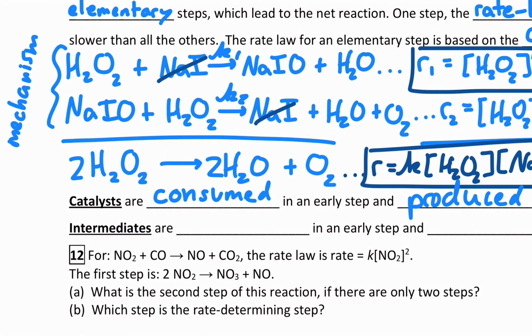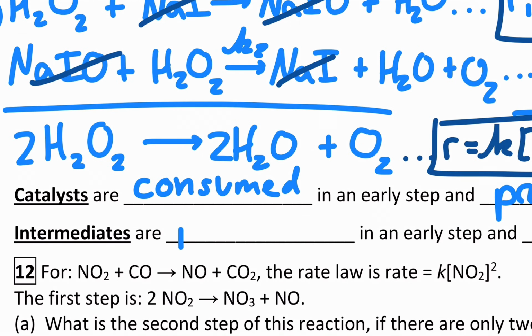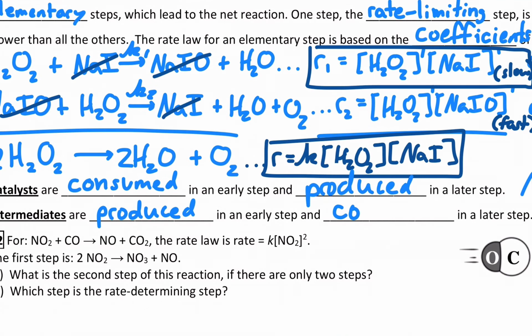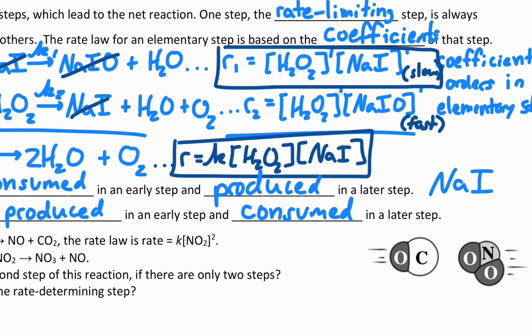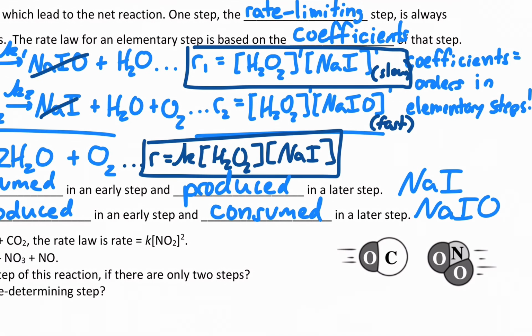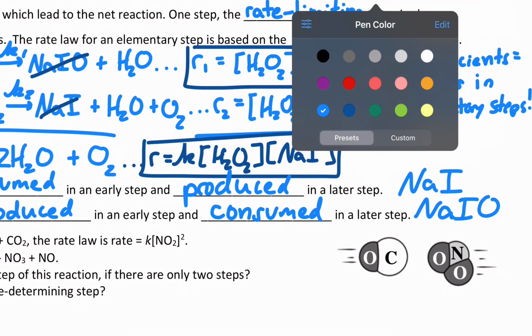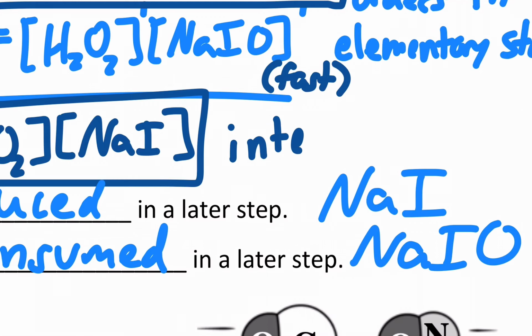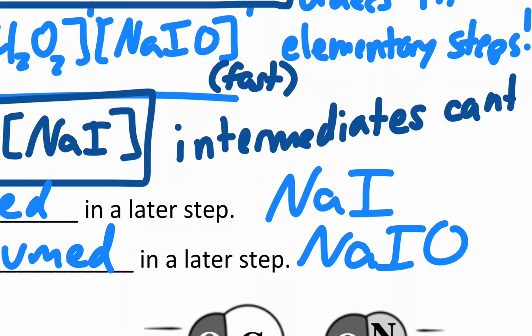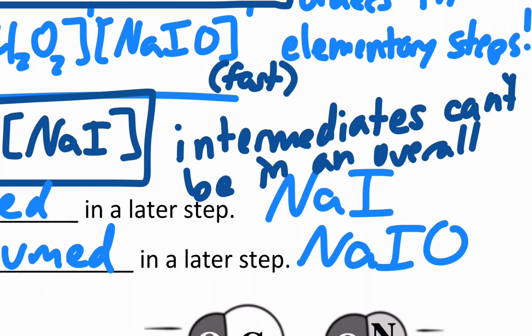What about this NaIO? That also is canceling out from the overall reaction. NaIO happens to be an intermediate, and that's the opposite of a catalyst. That's something that's actually a product in an early step, but it's a consumed reaction in a later step. And you'll notice it's not in the rate law. Intermediates cannot be in the rate law. I'm going to make a note of that. Intermediates can't be in an overall rate law.